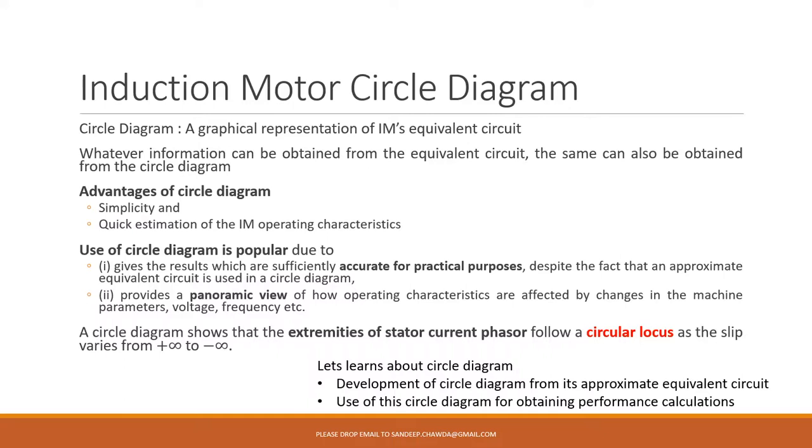The circle diagram has certain advantages because of its simplicity and the quick estimation of the induction motor operating characteristics. The induction motor characteristic parameters can be easily obtained using the circle diagram. That's why this is considered advantageous, and it is also popular because it gives you accurate results for practical purposes, though it is based on certain assumptions. It also gives you a panoramic view.